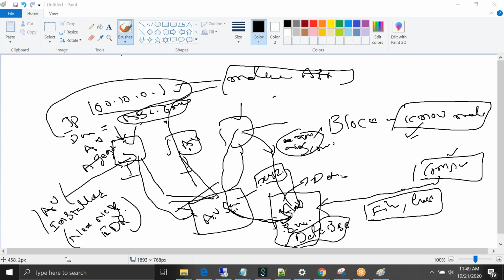So there are two types. One is known signatures. If there are known signatures, you are updating the endpoint AV servers. The AV administrator, the antivirus administrator, will be uploading or updating the known malware signatures. Okay, for example, the thief.